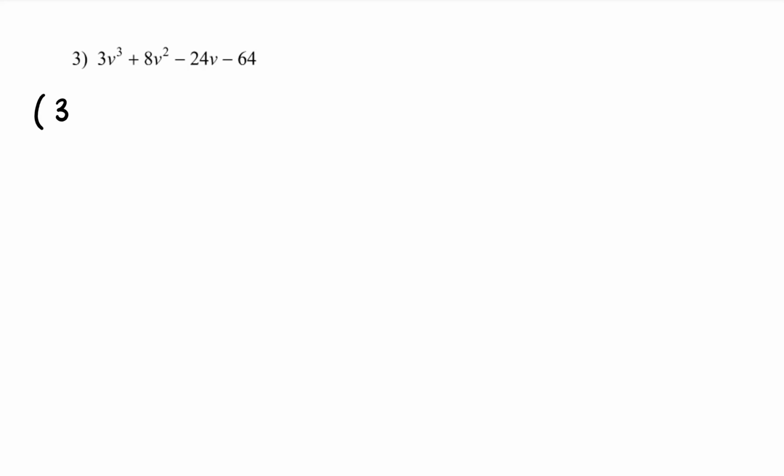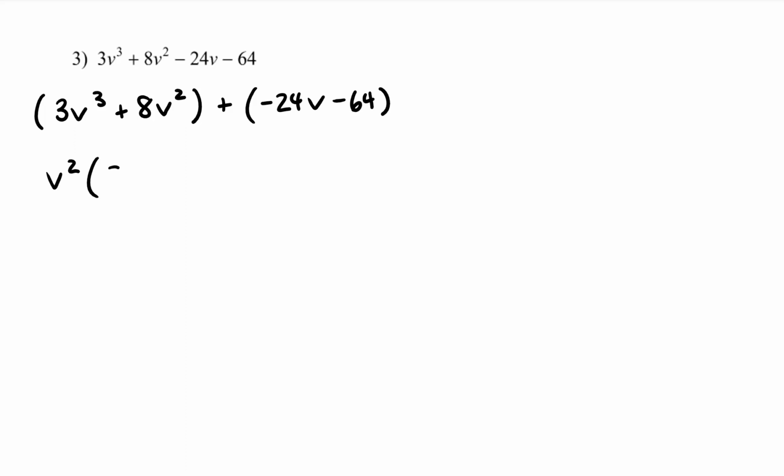And here we are going to put parentheses around the first two terms, and then we are going to put parentheses around the second two terms. Okay, so in the first set of parentheses, we can factor out v squared. That is the greatest common factor, and we would be left with 3v plus 8.